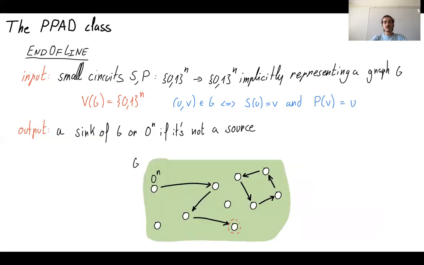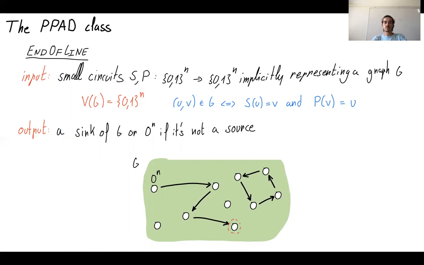Let me give you yet another example for the PPAD class. So the complete problem here would be End of Line. You're given two circuits, successor and predecessor, which are implicitly representing a directed graph G. The vertex set is again of size exponential, and there is an edge between U and V if the successor of U is V and the predecessor of V is U.